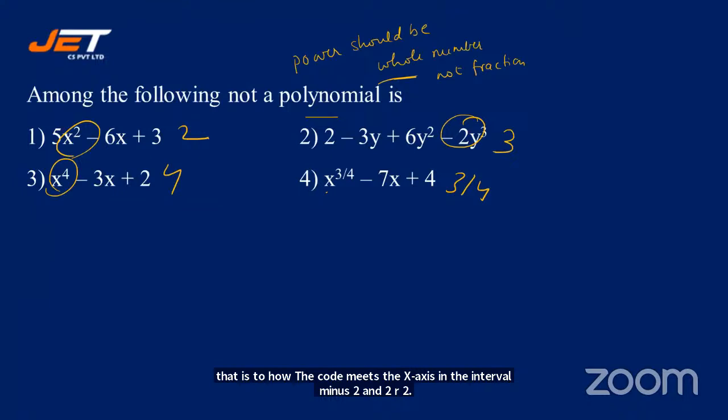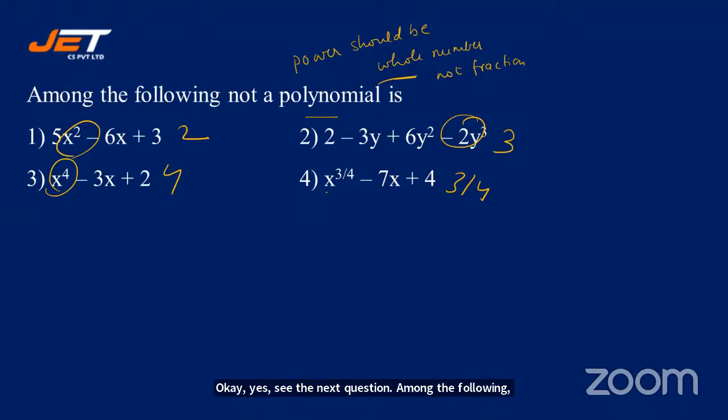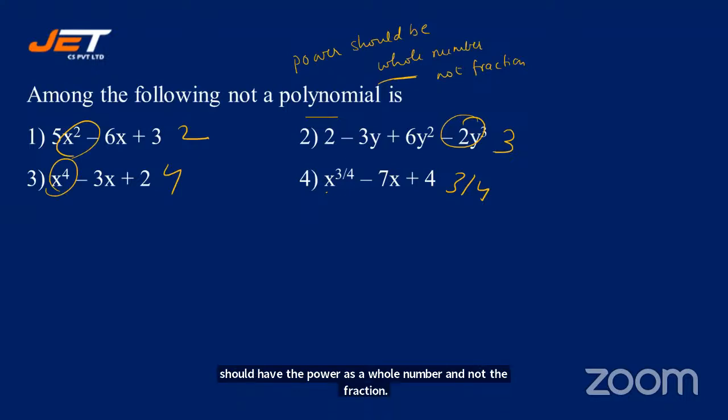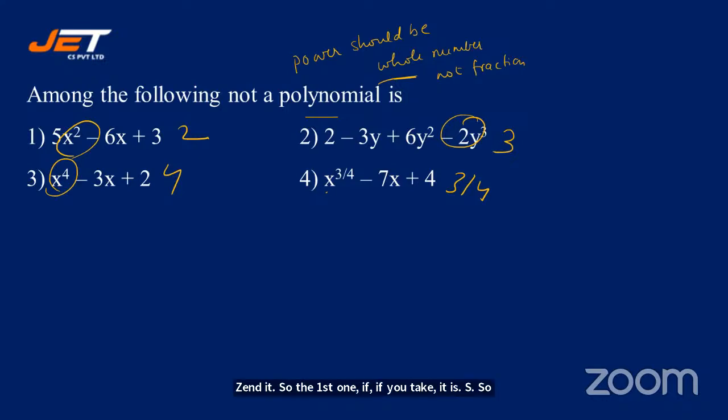Among the following, not a polynomial is dash. So what do you mean by a polynomial? It should have the power as a whole number and not a fraction, isn't it? The first one is 5x square, so it is a whole number. In the second equation, the highest power is in 2y cube, so 3 is also a whole number.